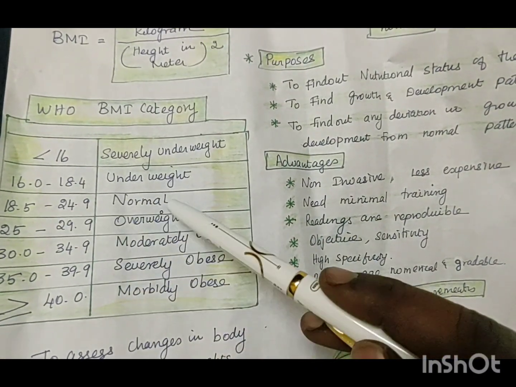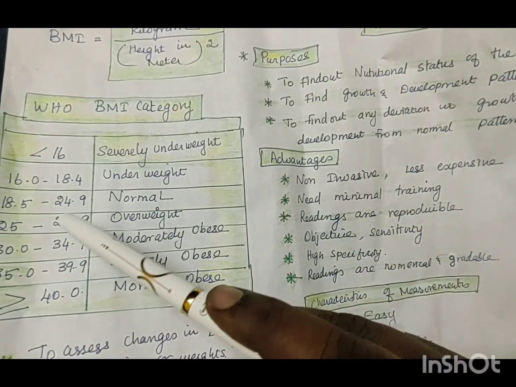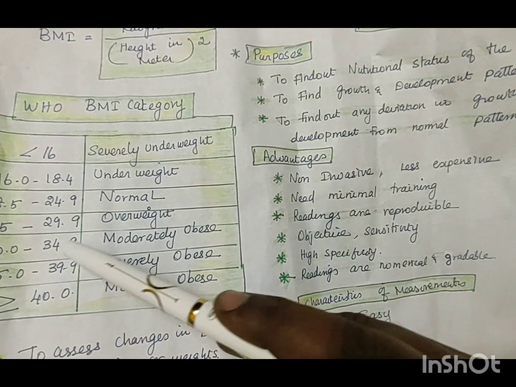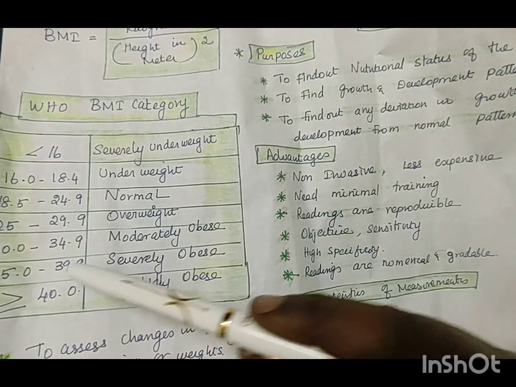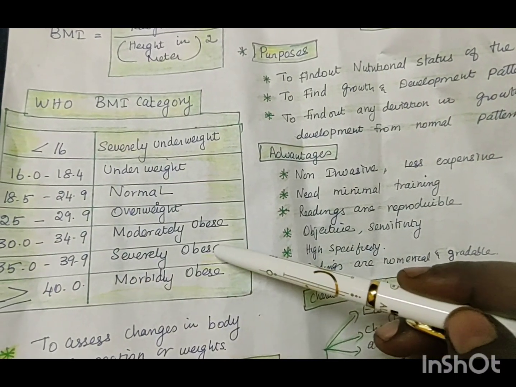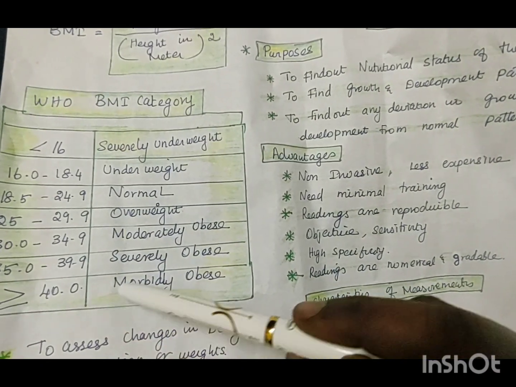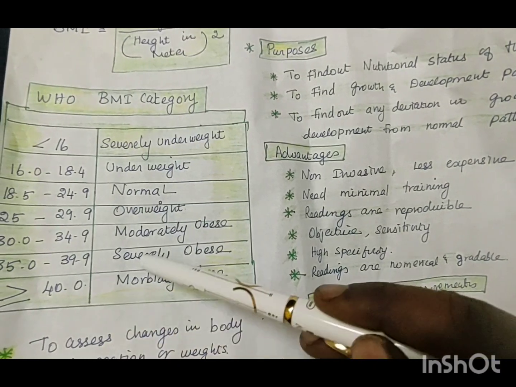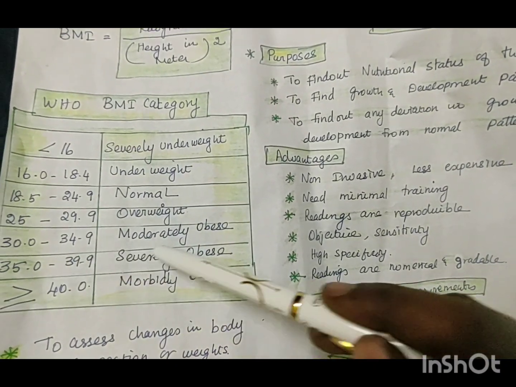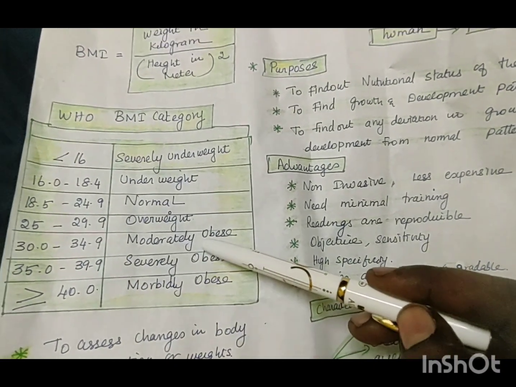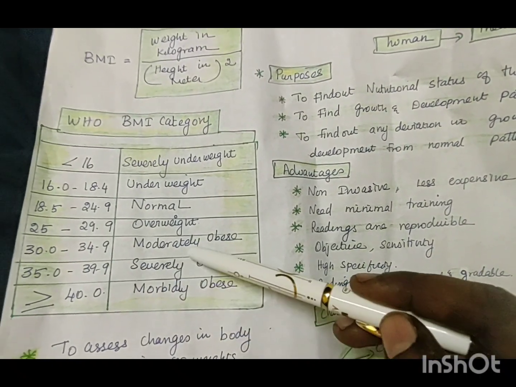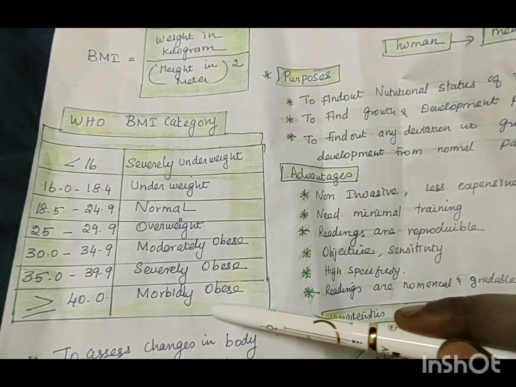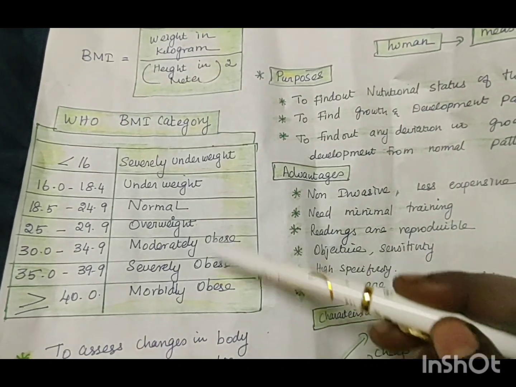16 to 18.4 is called underweight. The normal range is 18.5 to 24.9. 25 to 29.9 is overweight. 30 to 34.9 is obesity. 35 to 39 is severe obesity. Correction: 30 to 34 is a moderate obesity, not morbid obesity. I told you morbid, but it is a moderate amount of obesity. Above 40 is called morbid obesity. So this is the one.